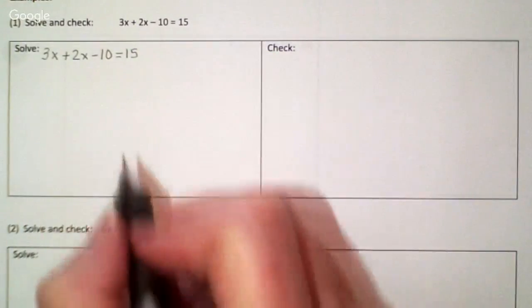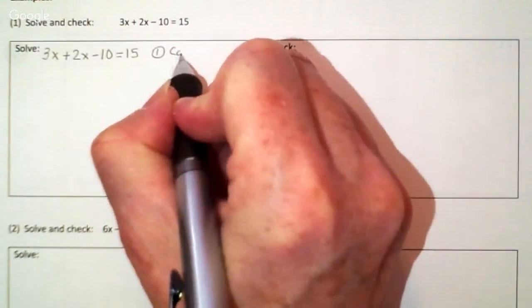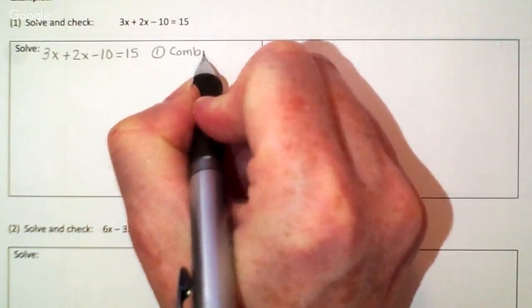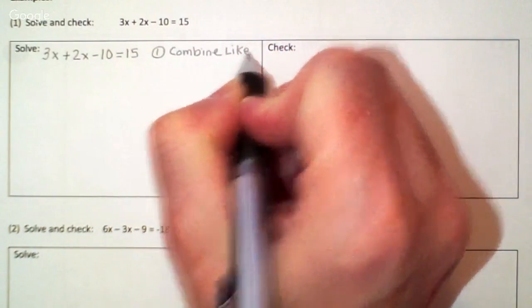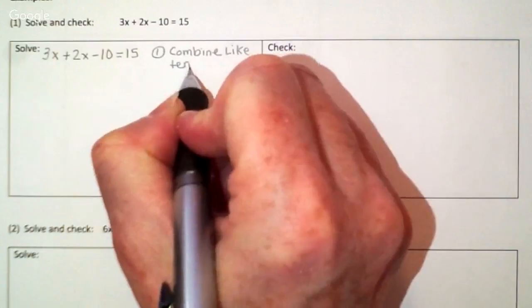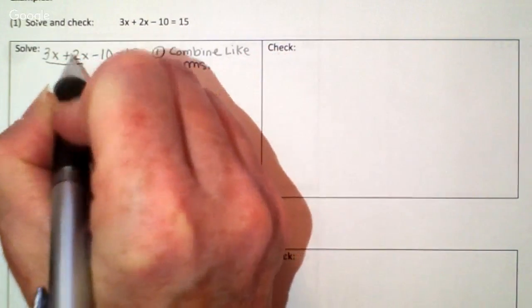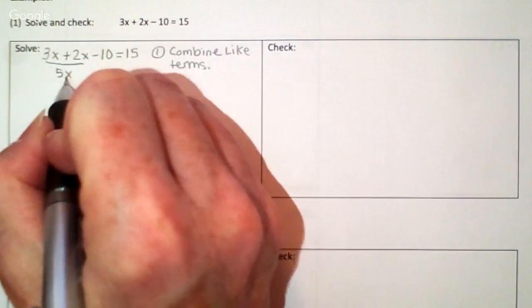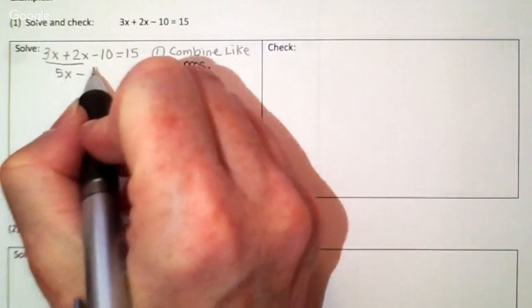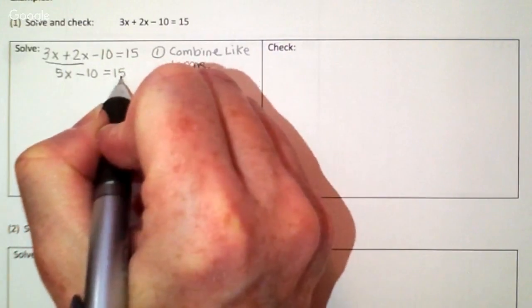So step one, combine like terms. Here are our like terms here. So we have 3x plus 2x is 5x. And then bring everything down. So we have minus 10 equals 15.